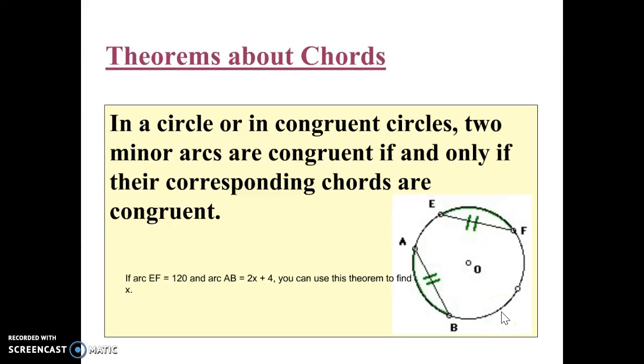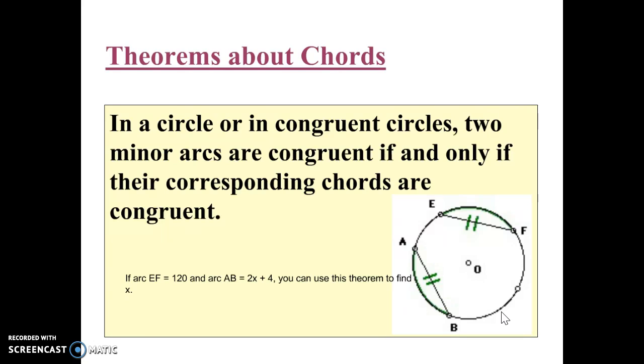Yay! This time you guys get to hear from me about theorems of chords. Alright, so here are our theorems. In a circle, or in congruent circles, two minor arcs are congruent if and only if their corresponding chords are congruent. This is one that we have had before, and let's look at it for a minute here.